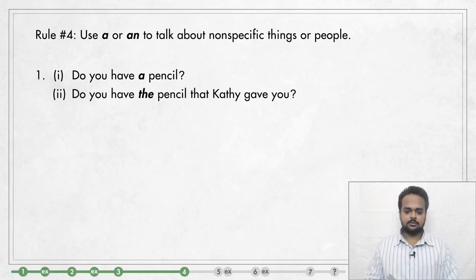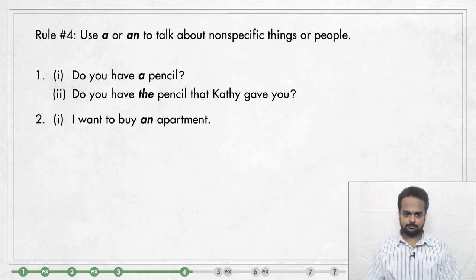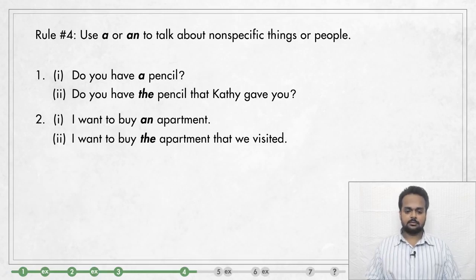Compare this to the next sentence. Do you have the pencil that Kathy gave you? Here, I'm referring to a specific pencil. Here's another example. I want to buy an apartment. An apartment means I haven't decided which apartment. Maybe I haven't even started looking for one. But I just know that I want to buy some apartment. But look at this next sentence. I want to buy the apartment that we visited. So you know which apartment I'm talking about.